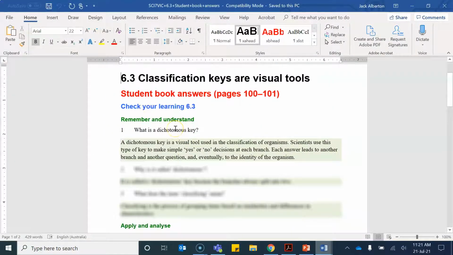We know that a dichotomous key is a visual tool, so this is a bit of an example of how you should be writing your answers. It's a visual tool which is used for the classification of organisms. Scientists can use this type of key to make simple yes or no decisions at each branch. Each answer leads to another branch and another question, and eventually to identify the organism.